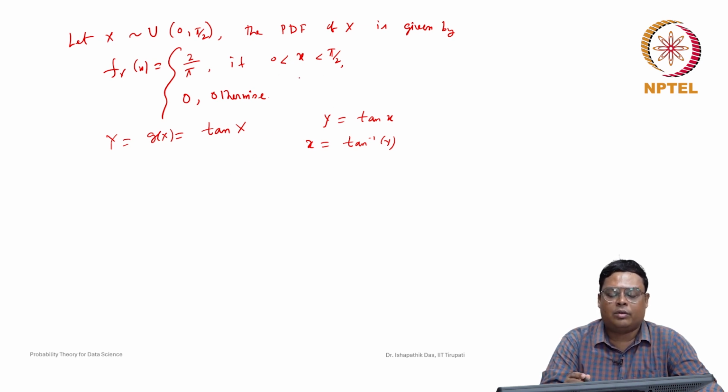Otherwise, it is also increasing in 0 to 1, so it could be done. So now y is tan x, so x is tan inverse of y, and it is an increasing function. So now what will be dx/dy?